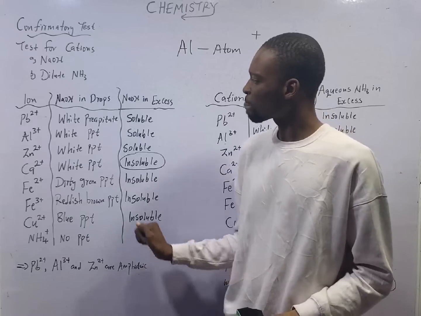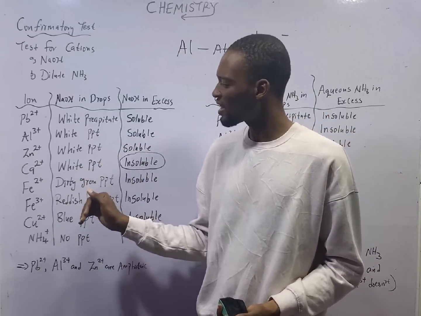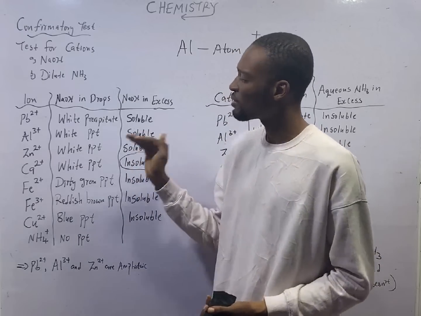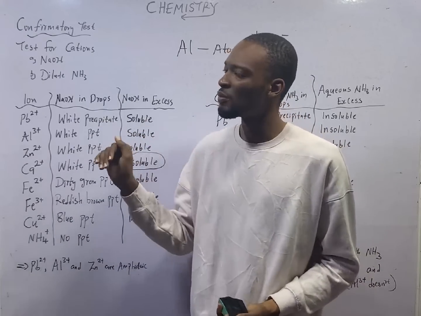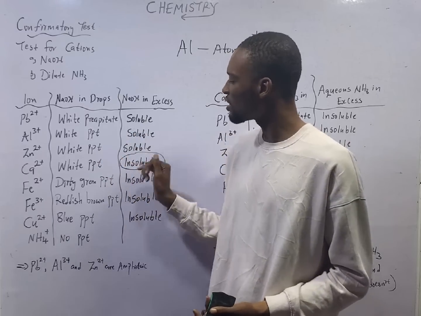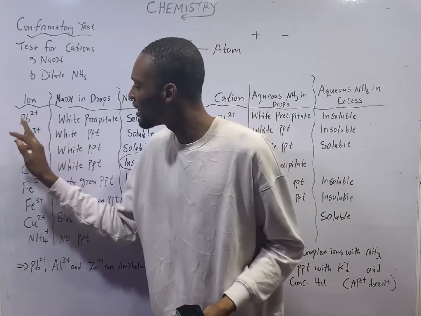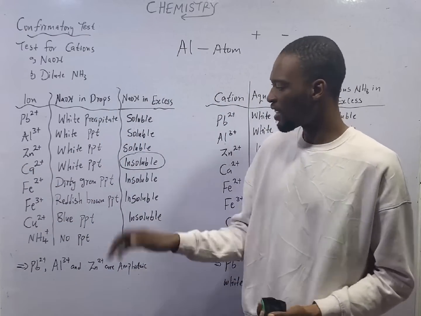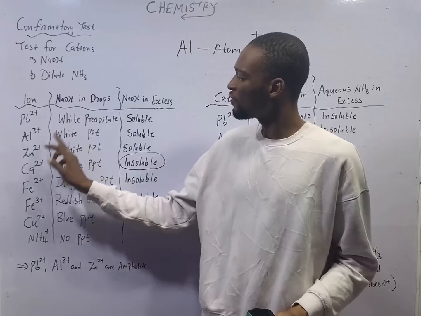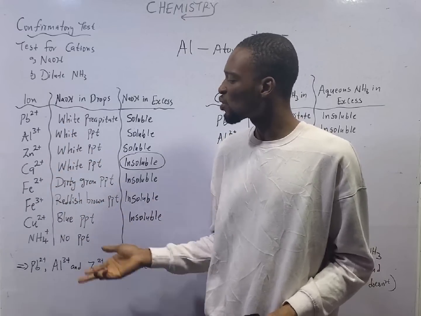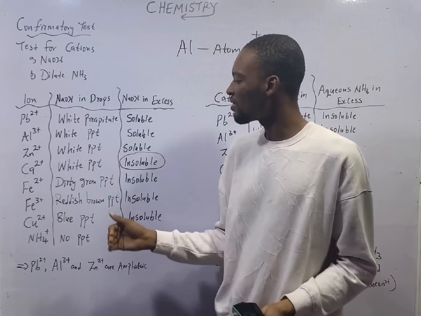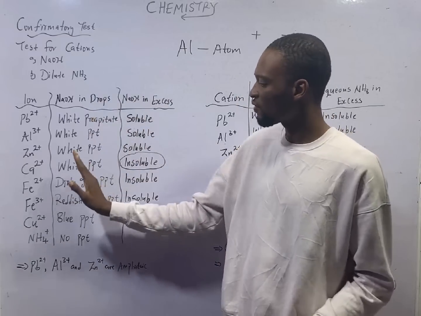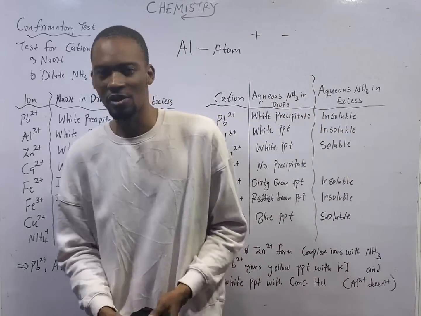What you should know is that lead, aluminium, and zinc ions all form white precipitate and they are soluble because they are amphoteric. Then calcium forms white precipitate, but it is insoluble. In fact, apart from lead, aluminium, and zinc, every other one is insoluble. Then for color, the first four are white, iron 2 dirty green, iron 3 reddish brown, copper 2+ is blue. So these are confirmatory tests for these cations.